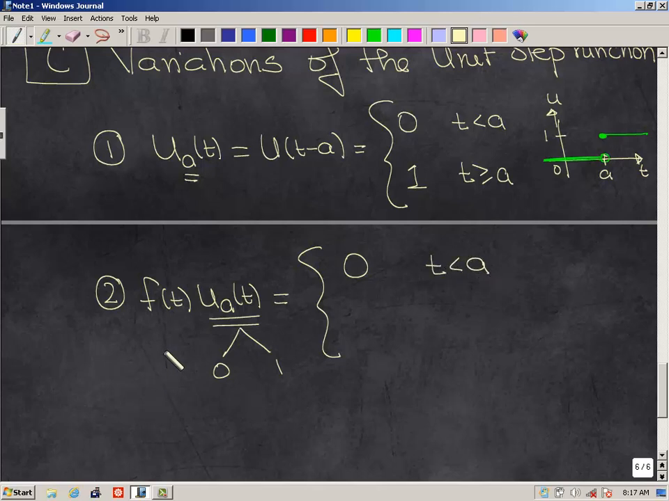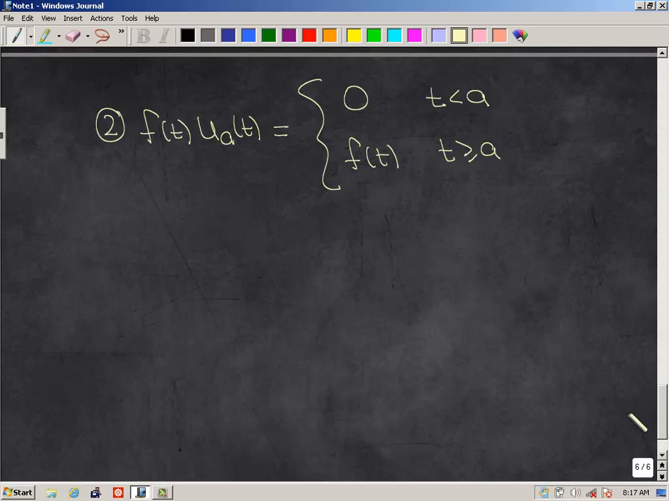And to the right of a, the function will take on the value of 1. So if you take f of t and multiply by 1, you just get f of t when t is greater than or equal to a. So that's what happens. Always remember, you can only take on two values, 0 and 1. It's always 0 to the left of a, and to the right of a, it's always going to be 1.